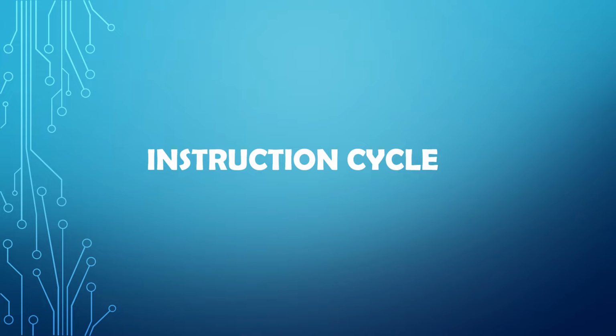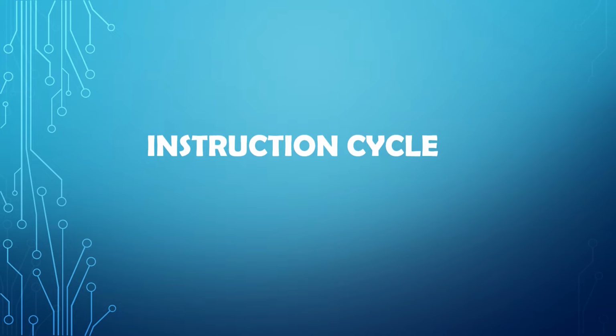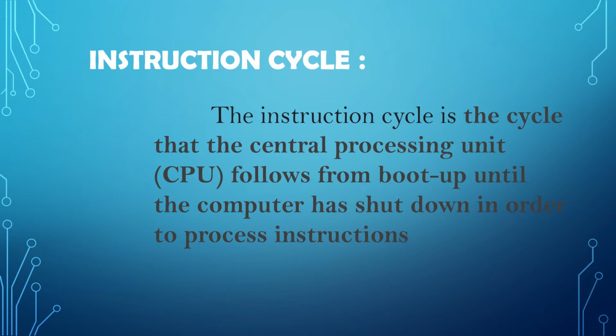Hello guys, in this video we are going in detail about the instruction cycle. The instruction cycle is the time taken by the CPU to fetch and execute one simple machine instruction. The instruction cycle is the basic operation of the CPU which consists of three steps: fetch, decode and execute. The machine cycle is also part of the instruction cycle.